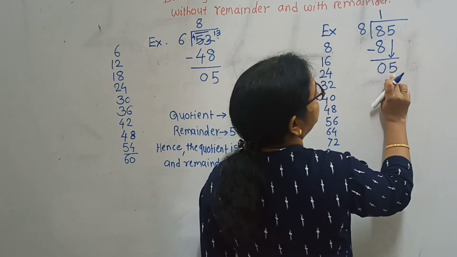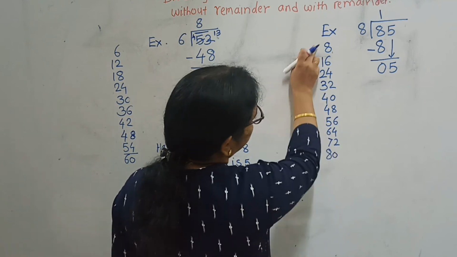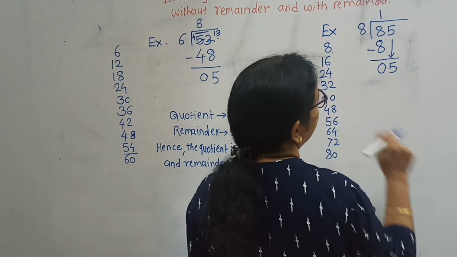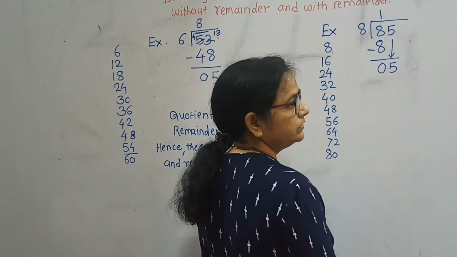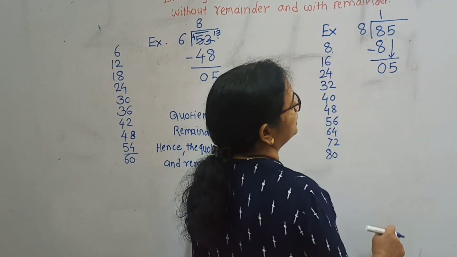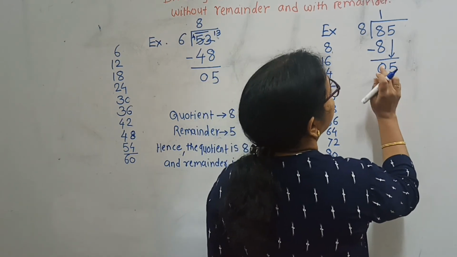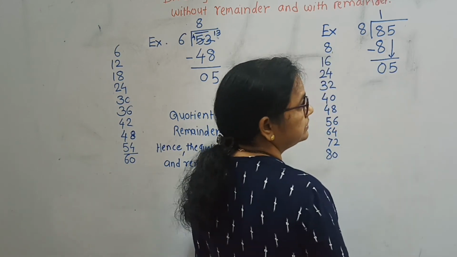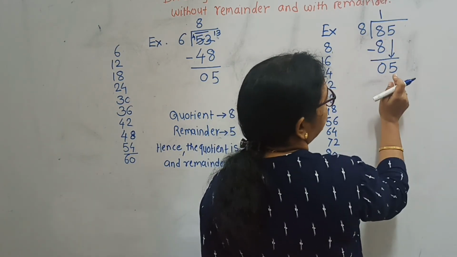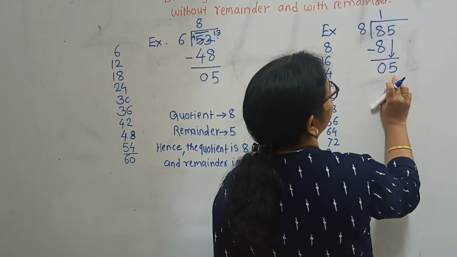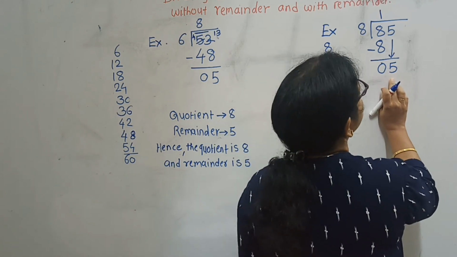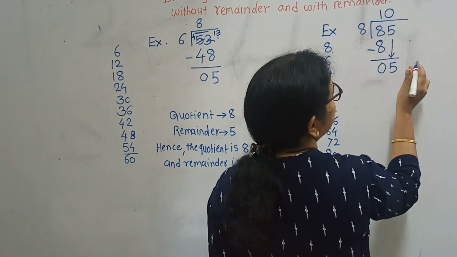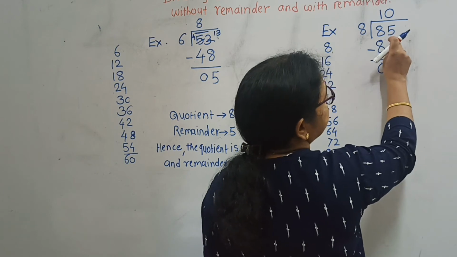Now we get here 5. Now see the table of 8, and this 5 is smaller than 8. So we cannot divide this 5. So we have to stop here. Or we take this 5 here, but we have to divide. So 8 ones are 8, but 8 is larger than 5. So you have to say 8 zeros are 0. Yes, because 85 is there, children.